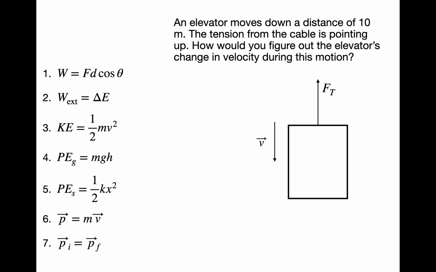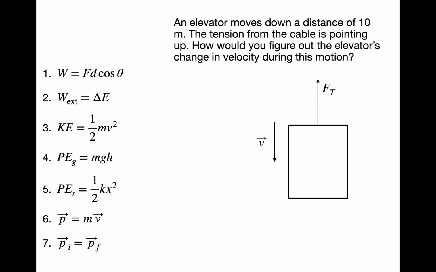So if that were the case, that would mean that the work done by gravity is bigger in magnitude than the work done by the force of tension. So that would be the case if it were speeding up. If it were slowing down, then the work done by the tension would be greater than the work done by gravity. All right, so that's it.